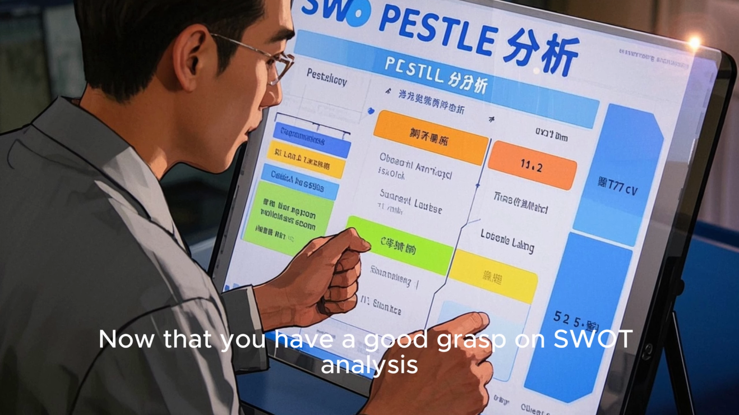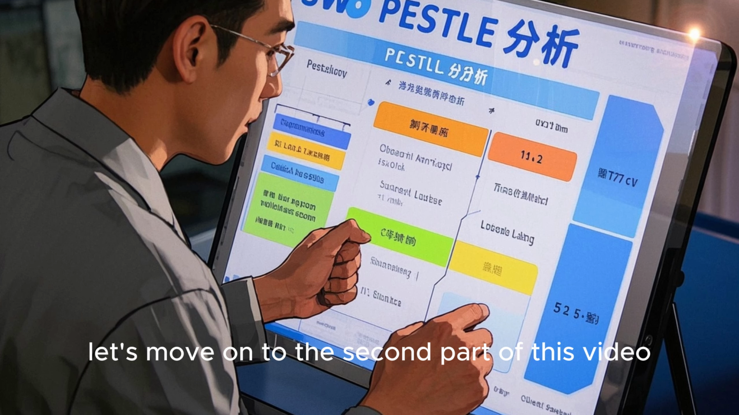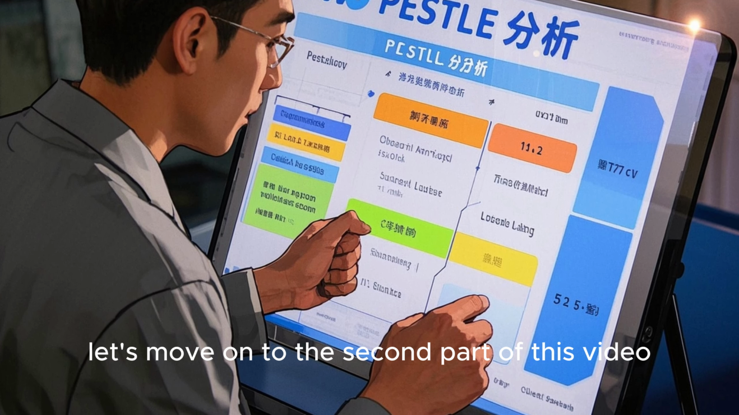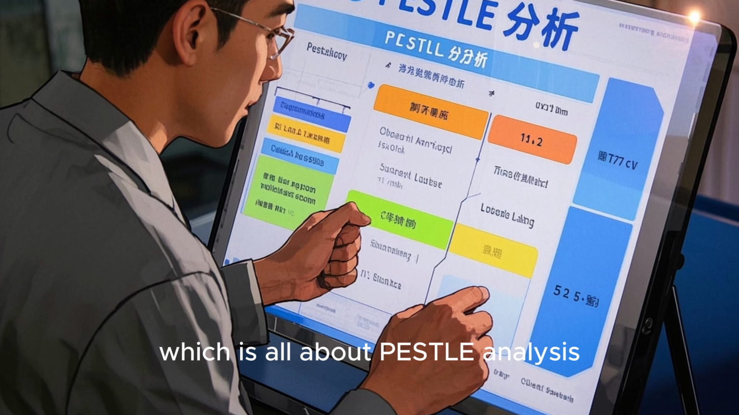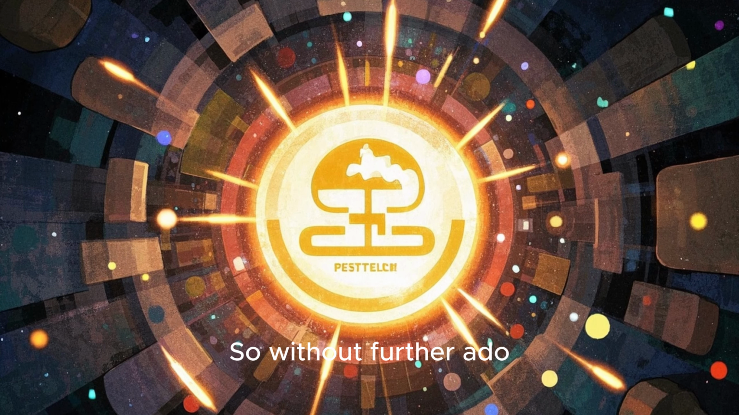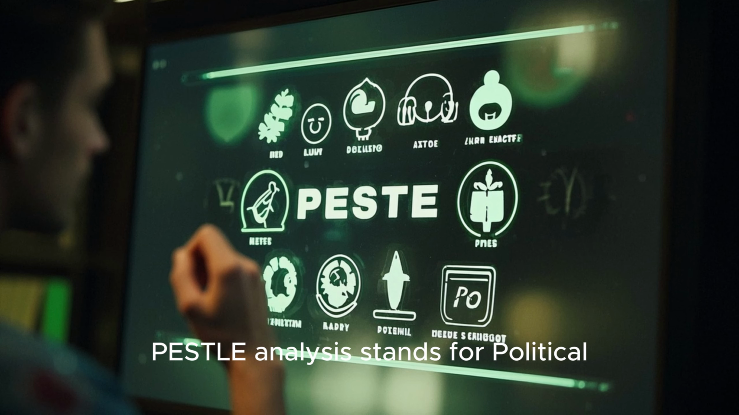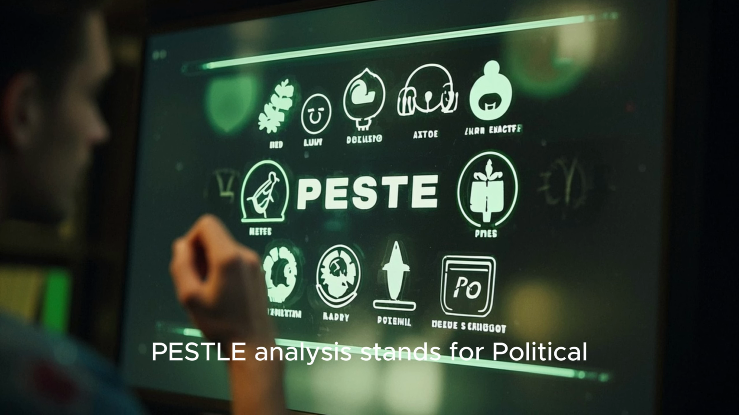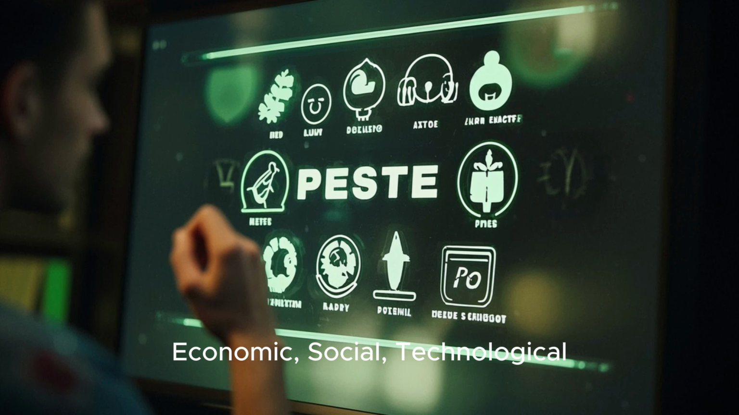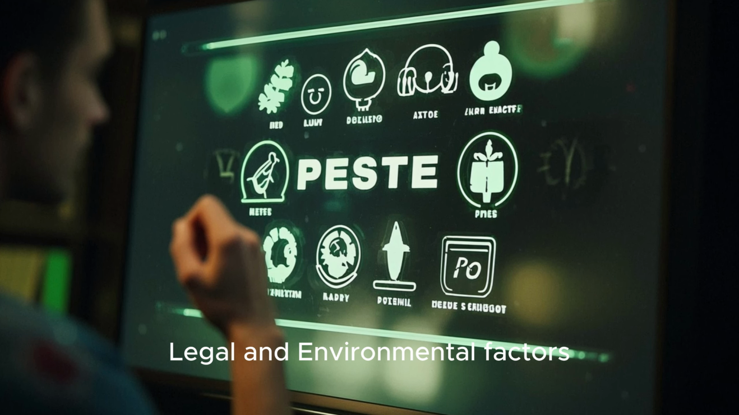Now that you have a good grasp on SWOT analysis, let's move on to the second part of this video, which is all about PESTLE analysis. So without further ado, let's get started. PESTLE analysis stands for political, economic, social, technological, legal and environmental factors.